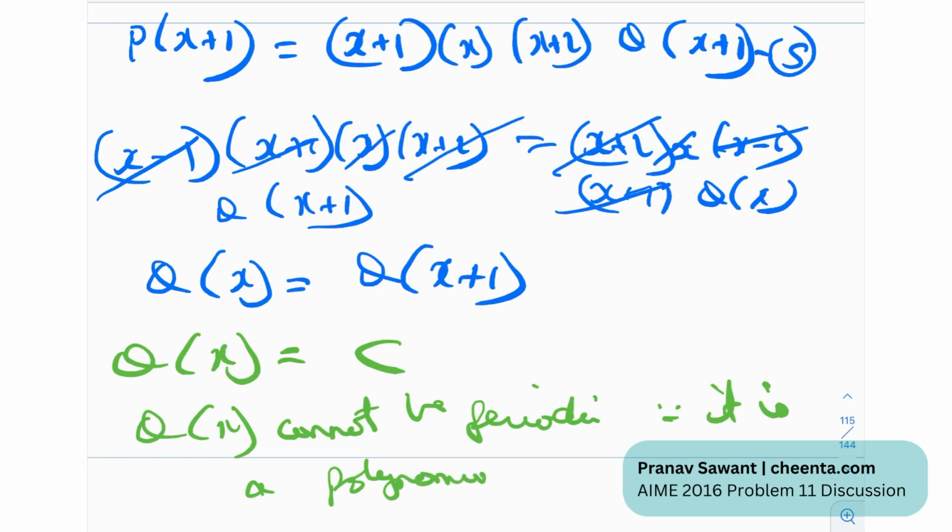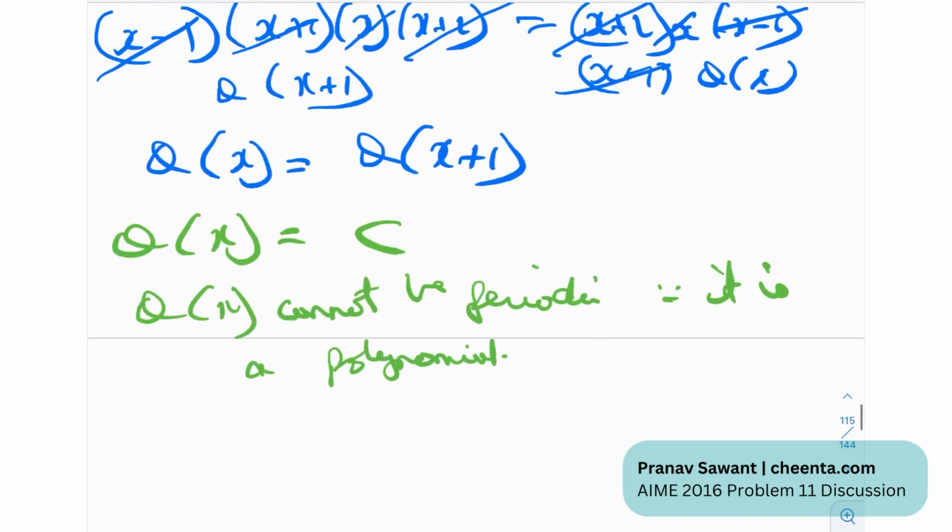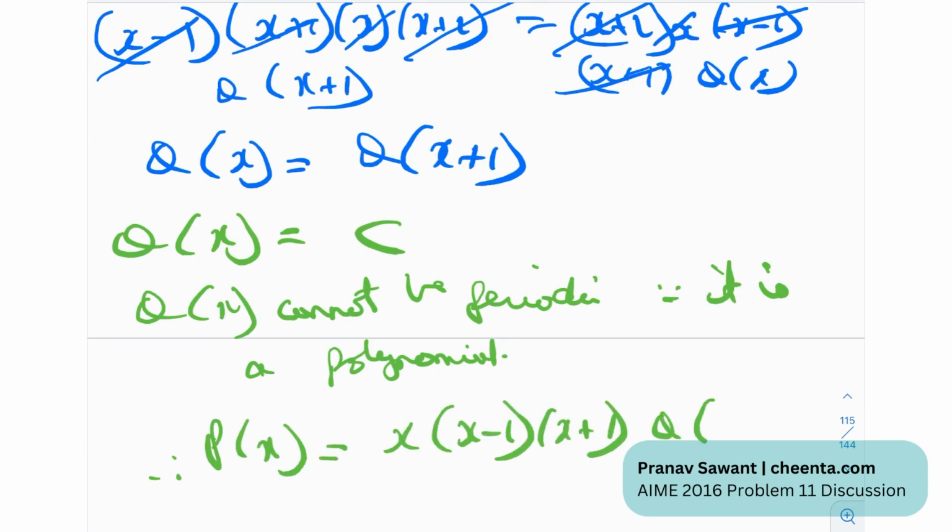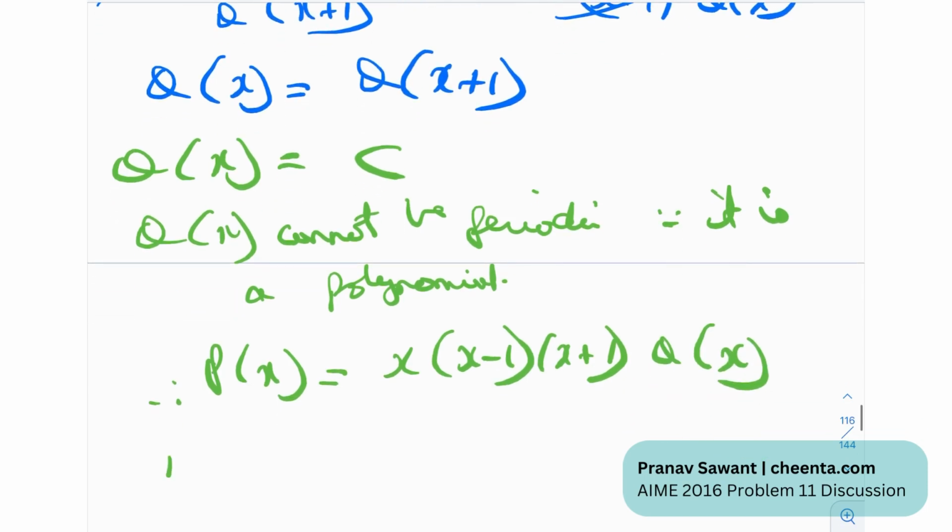So because it's a polynomial, it cannot be periodic, and therefore it has to be a constant, right? It has to be a constant function, a constant polynomial. So essentially q of x is equal to c. Therefore I can write p of x, which was essentially x times (x minus 1) times (x plus 1) times q of x, as c times (x minus 1) times (x plus 1).